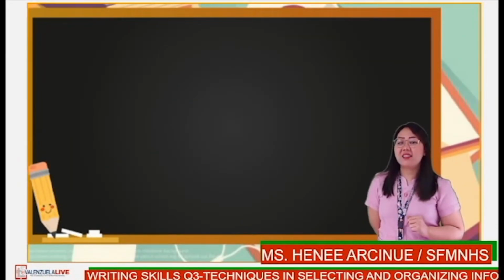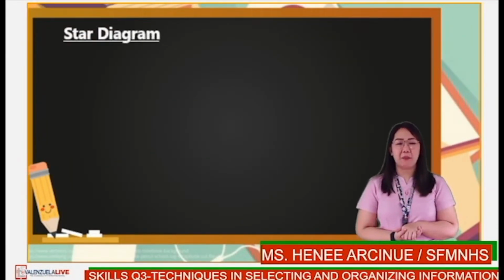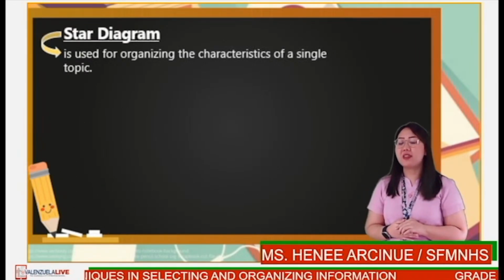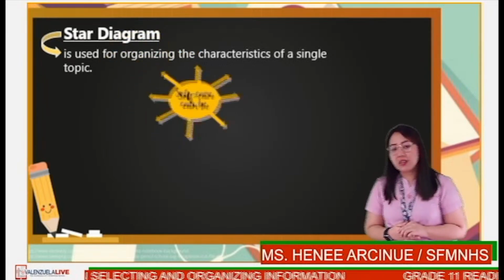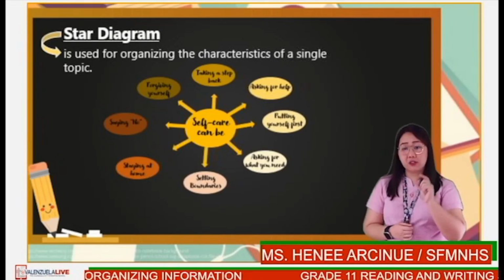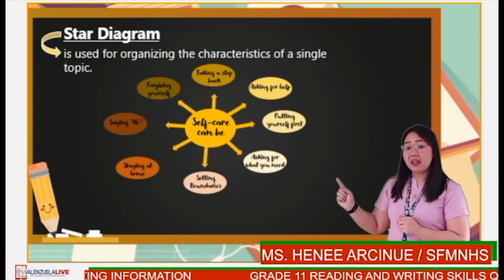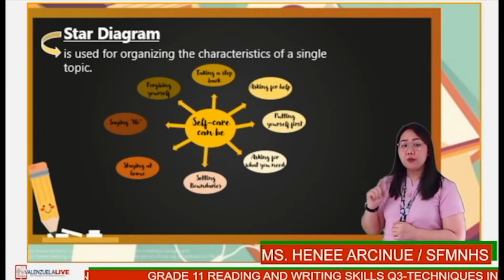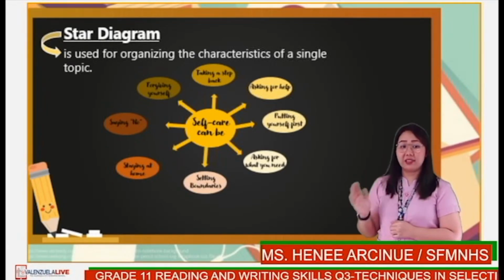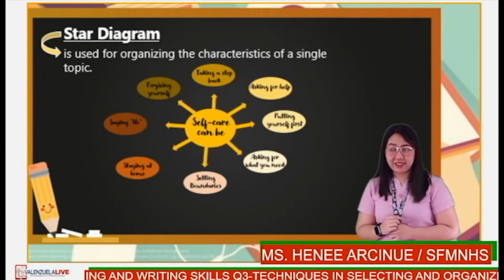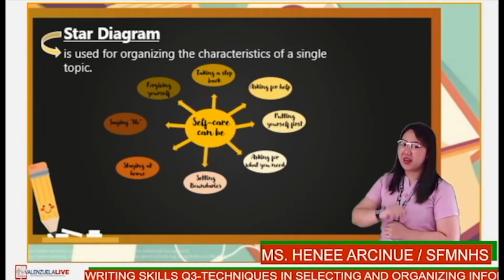Second to the last, we have the star diagram. It is used for organizing the characteristics of a single topic. The central space is used for displaying the topic with each point of the star listing some facts, attributes, or traits about the topic. In most cases, we use this kind of diagram to describe the characteristics of a character in a story.